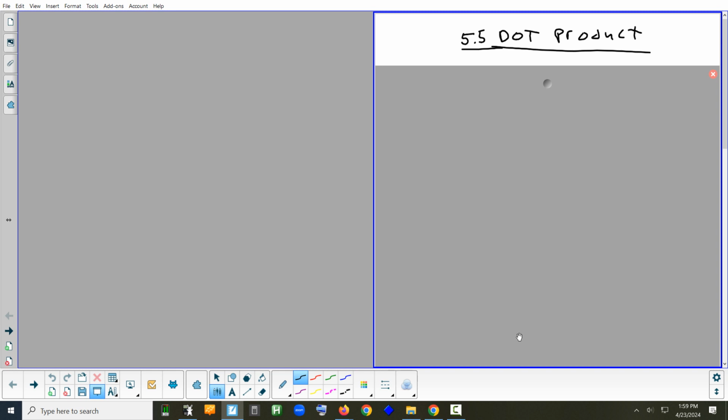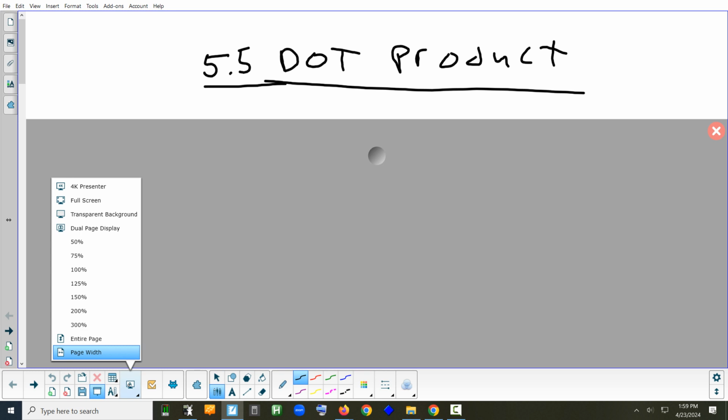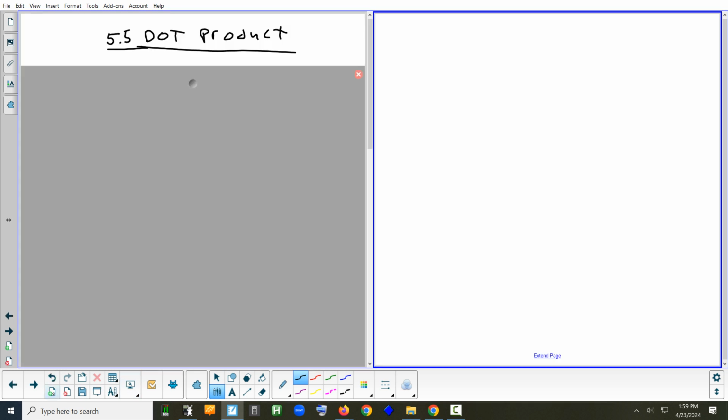Okay. So the last thing we're going to look at today is what's called the dot product. So far, this is what we've done. We've done a vector plus a vector. And what did we learn happens when you add one vector to another vector? You get a new vector.